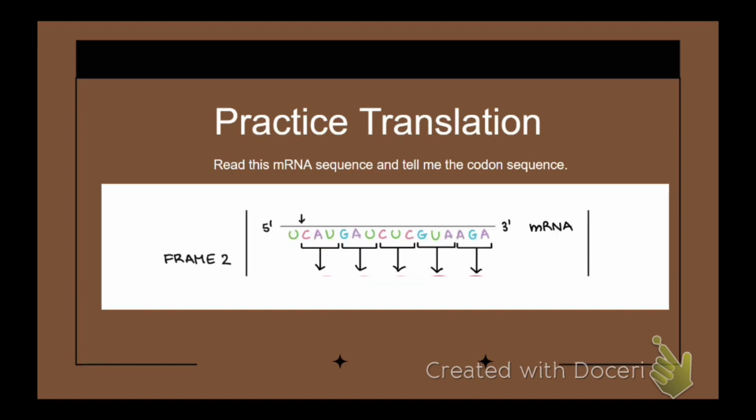All right, here's another sequence. We're going to write this sequence of codons in our notes, and then you're going to alternate your circle and your square to see if you can figure out what the amino acids are. There's five here. C-A-U is your first codon. G-A-U is your second codon. C-U-C is your third. GUA is your fourth, and AGA is your fifth.